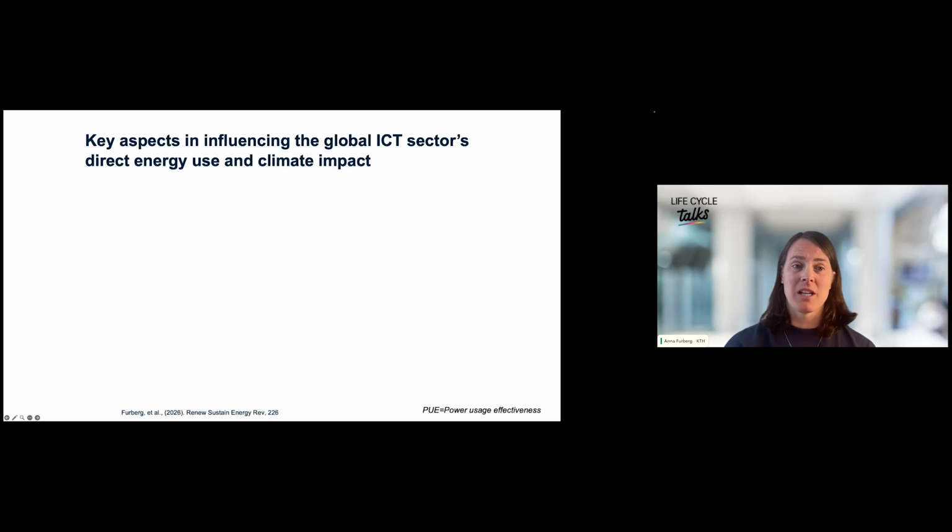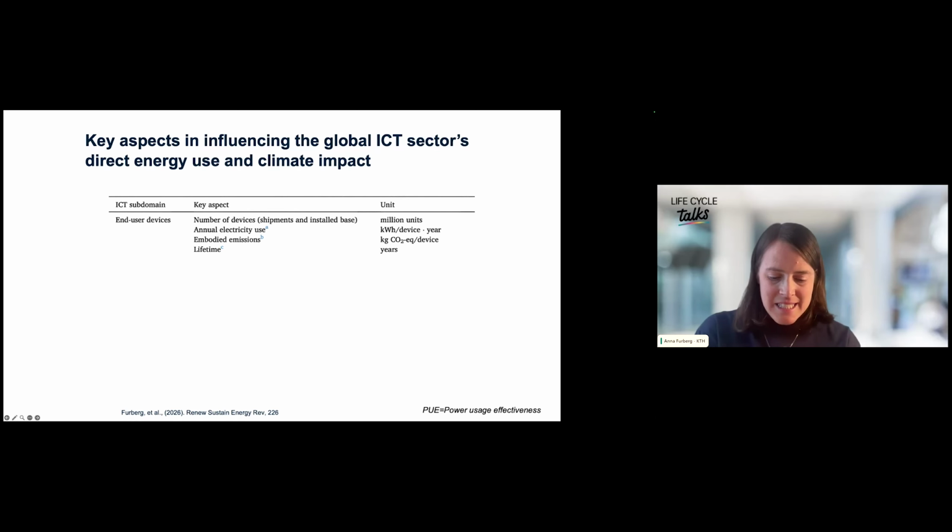So given the 3 different subdomains of ICT, here first the end user device subdomain. So key aspects here are really the number of devices, what are the shipments, the installed base of these devices, their annual electricity use, embodied emissions, and the lifetime. So how long are these products used? And to the right, you can see some suggestions on units for these key aspects.